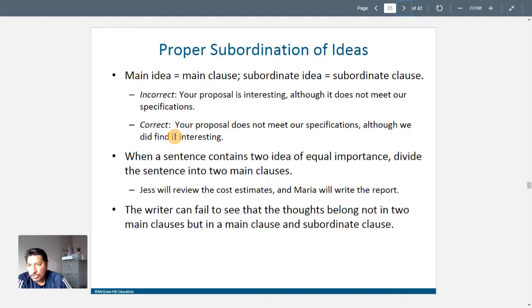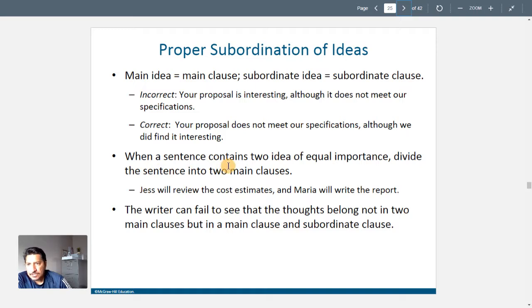The correct way of writing that: the proposal does not meet our specifications, although we did find it interesting. So this is how you refuse. You come up with a negative message, but in a positive way.